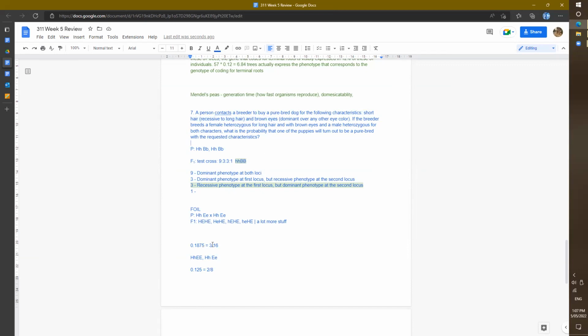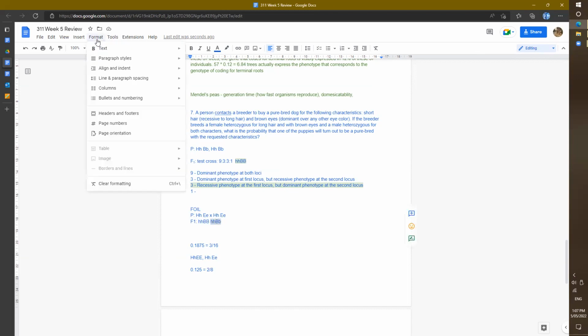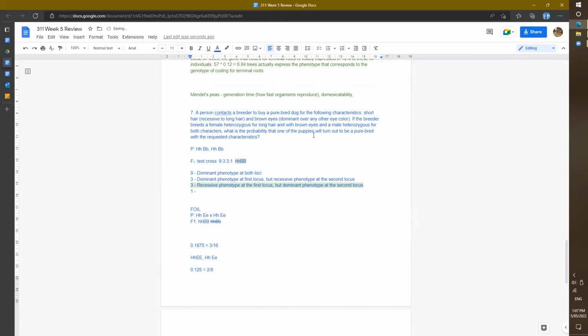And so this 3 divided by 16 gives us having recessive at the first locus and dominant at the second locus. Being recessive at the first locus and dominant at the second locus can result from having this genotype or this genotype, because this is recessive at the first locus and dominant at the second. This is also recessive at the first locus and dominant at the second. However, this individual is not purebred. And because the question demands it to be purebred, we only look at this one.